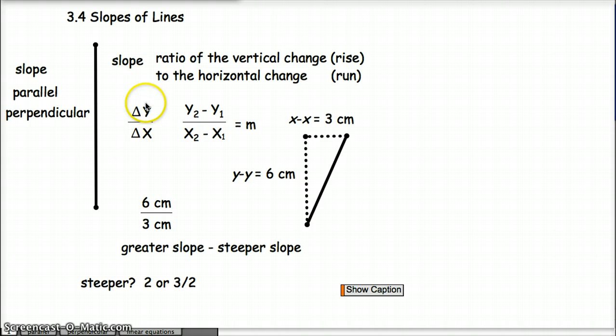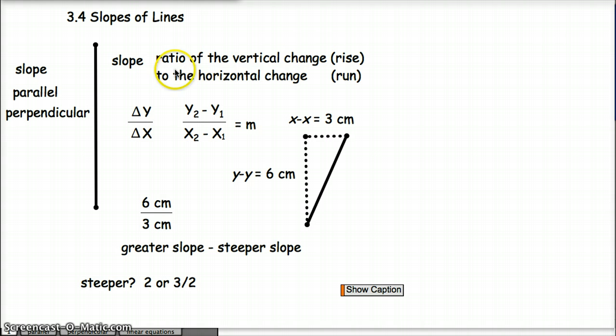If you were in my class last year, and I don't know about the other algebra teachers, but I did teach the delta y over delta x. Delta is the Greek symbol that stands basically for change, or change in. So this means change in y over the change in x. It's just another way to write the definition here.